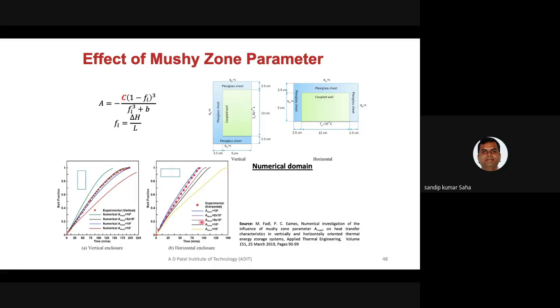People have seen that if you change the value of C, this profile also changes. That means if you plot melt fraction versus time, if you give a lower value of C, the melting will happen very quickly. Whereas if you give a value of 10 to the power 5, or 1.6 into 10 to the power 5, or 6, you will get a more or less good value which matches with the experiment.